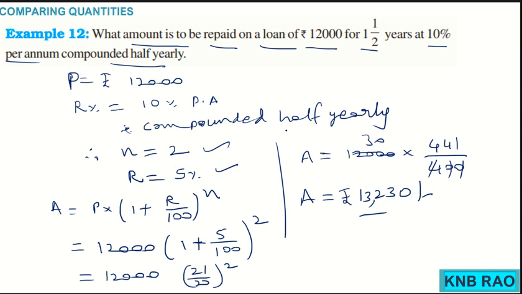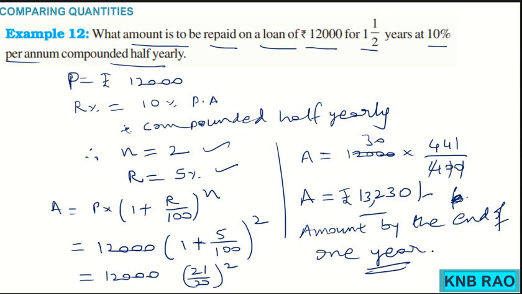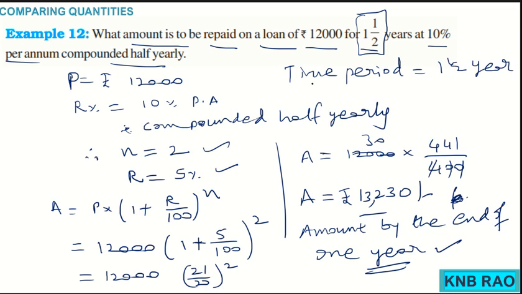Oh, I have calculated for 2 years. Sorry, this is for 1 year. The amount by the end of 1 year. I am supposed to calculate it for 1.5 years. I have not written that, that is why I went wrong. The time period is 1.5 years. So, let us calculate that.